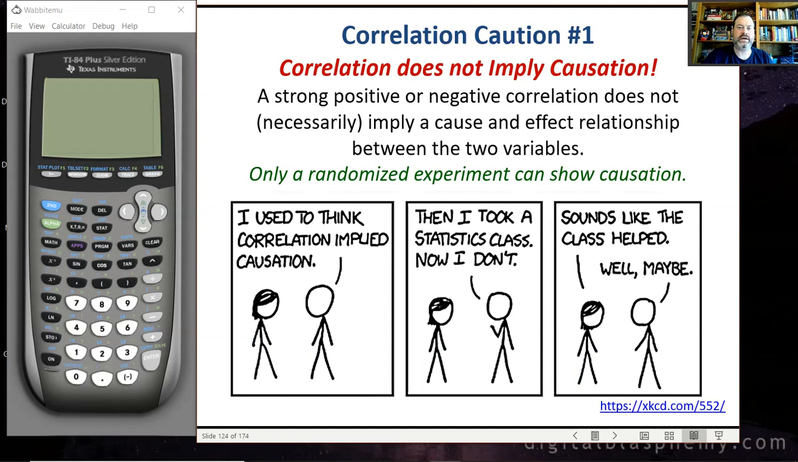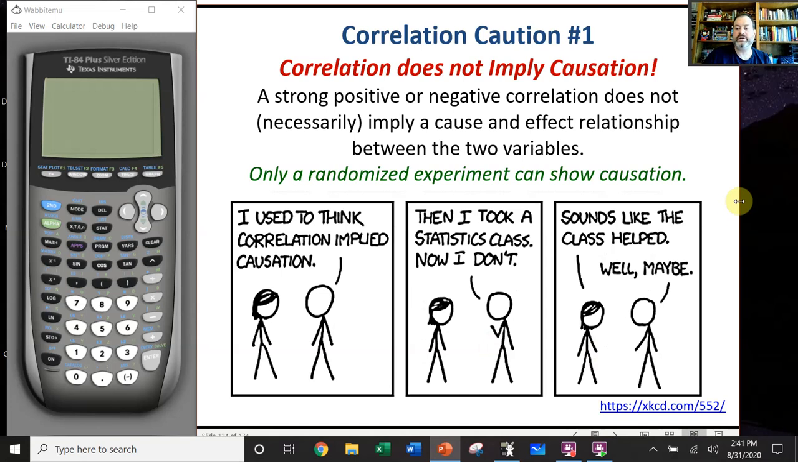Anytime you have an observational study, you have confounding variables. And whenever you have confounding variables, you can't have a cause and effect relationship. So I put a little XKCD cartoon in here. This really says everything about correlation, right? I used to think correlation implied causation. Then I took a statistics class. Now I don't. Sounds like the class helped. Well, maybe. So there's a lesson there. Just because you have a correlation doesn't mean it's a cause and effect conclusion, right? You need a randomized experiment.